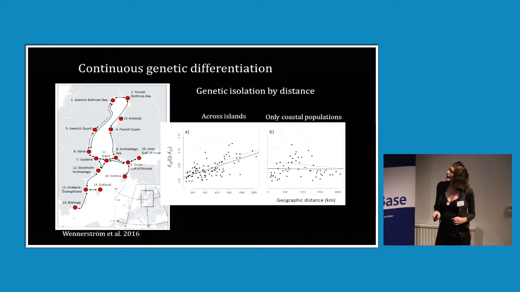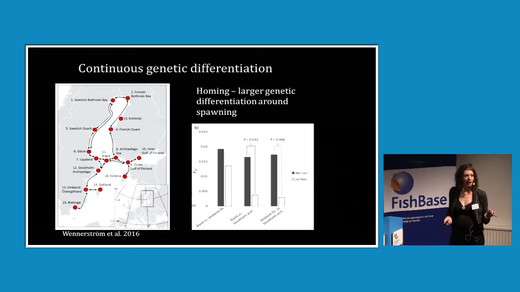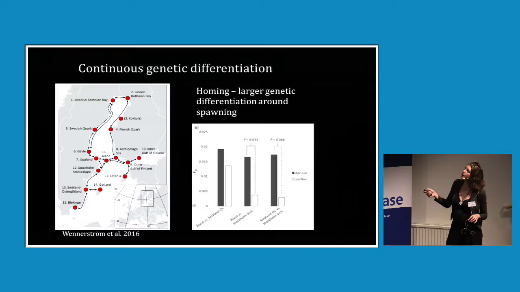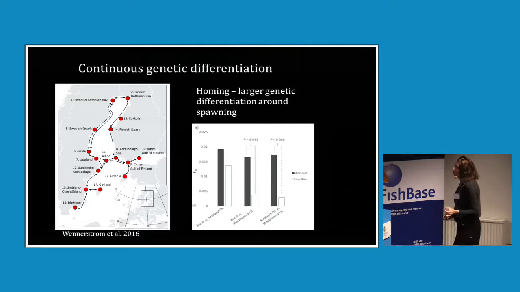What we do have also in the Baltic Sea is that we have some homing, at least. And we can see that here, where the genetic differentiation between populations or between groups is much higher in the spring, which is close to spawning time, than later in the season. In the autumn and the winter, the genetic differentiation between populations becomes very low. This is probably due to spawning groups aggregating for spawning, and then during the rest of the year, they spread out and mix with each other, and we don't see these big genetic differences.